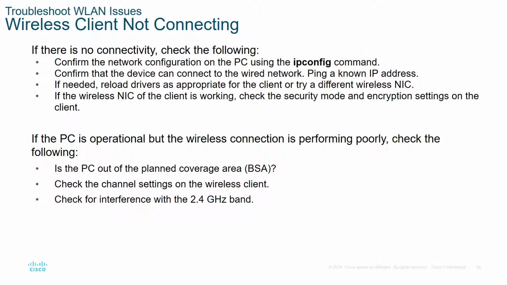If the PC is operational but the wireless connection is performing poorly, check the following. Is the PC out of the planned coverage area? Check the channel settings on the wireless client. Check the interference with the 2.4 GHz band.